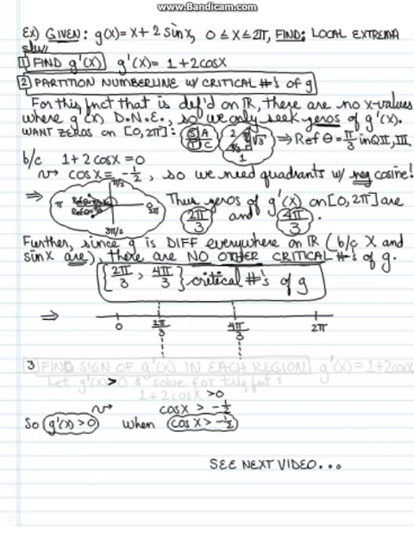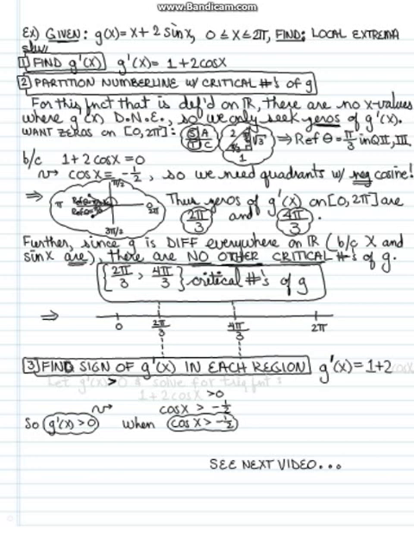In step 3, we're working with g prime of x equals 1 plus 2 cosine x. We're going to try to find the sign, positive or negative, in each region. So let's first set g prime of x greater than 0 and solve this trigonometric inequality for x. It'll tell us which regions give us a positive derivative. And we'll do the same thing for a negative derivative in the next note.